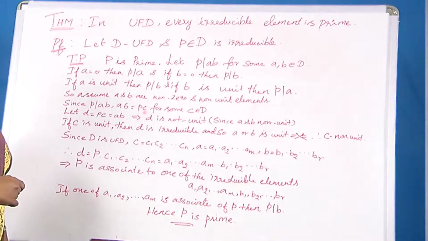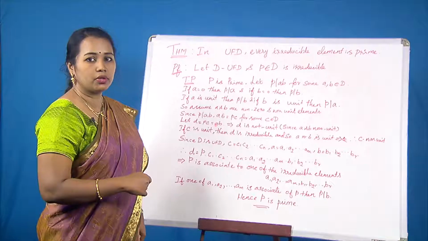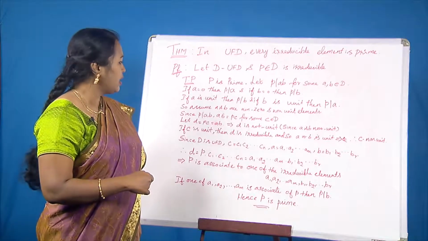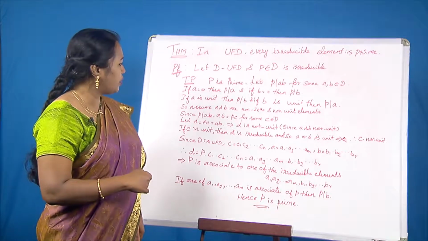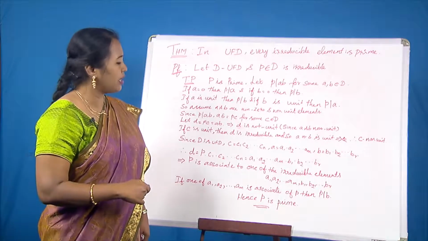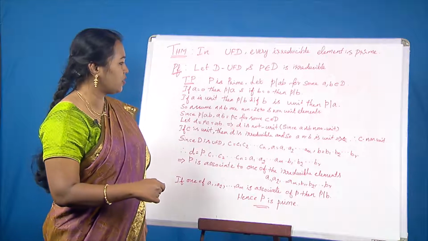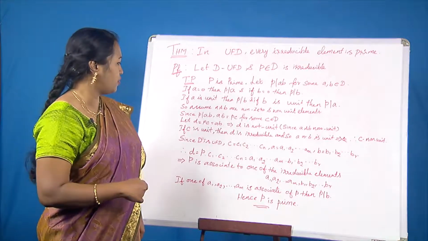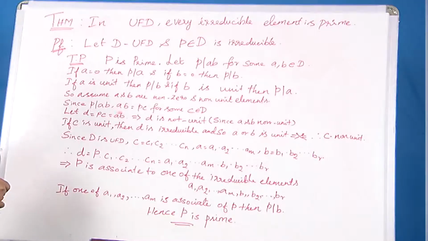From this we can say that D is not a unit. Why? Because A is not a unit and B is also not a unit, and therefore, the product of two non-units cannot be a unit, and therefore, D, which is equal to AB, cannot be a unit. We have said this statement: D is not a unit since A and B are non-units. Now, we have spoken about A, we have spoken about B, we have seen what D is, because D is a non-unit now, but we do not know about C.